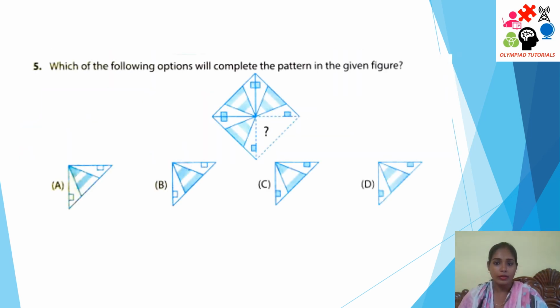Again here you have a pattern of a picture, and if you have a close look at this, you can see the option number D closely matches with this missing part. So here your correct option is option D.